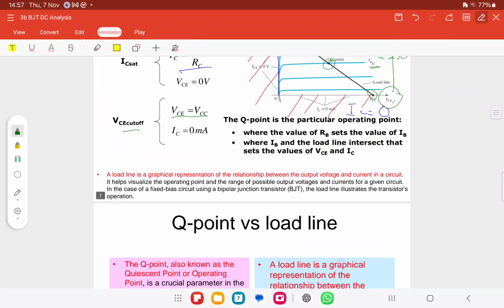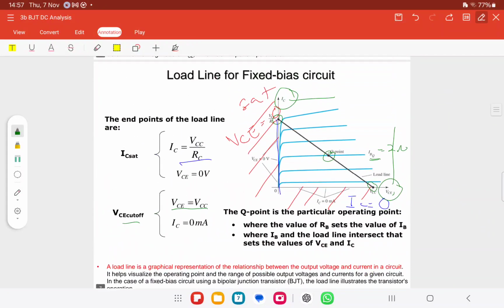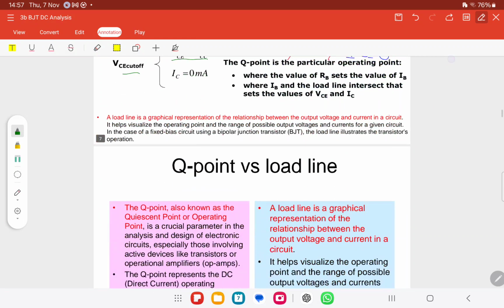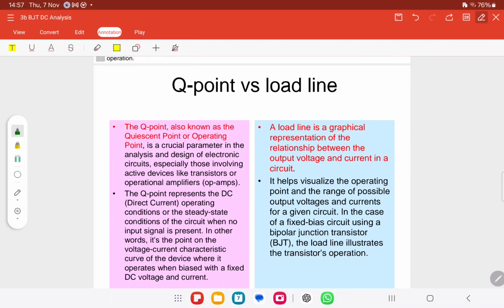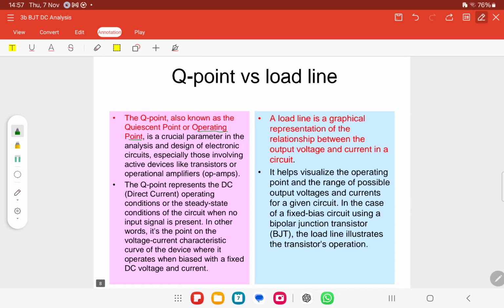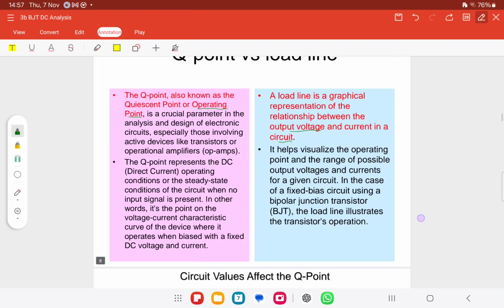Okay, this is the difference between the Q point and load line. Q point is yang tengah, the intersect, the optimum one. Load line when the saturation and also the cut off region. Okay. The Q point also known as quiescent point or operating point. Okay, operating point. Load line is graphical between the output and current. Output voltage at the output. Okay. Itu je yang penting. Yang lain tu nanti you guys bacalah.